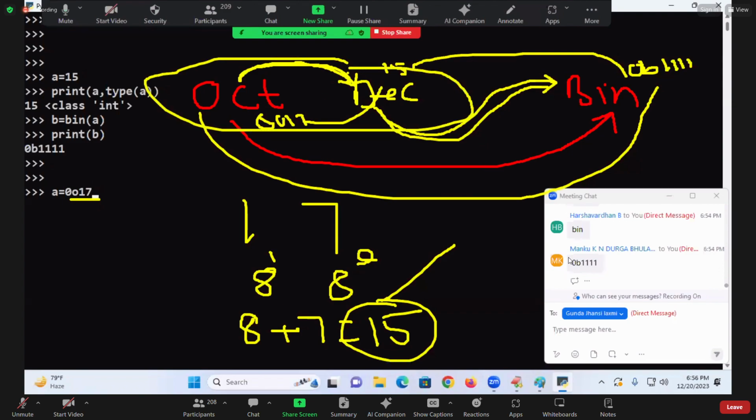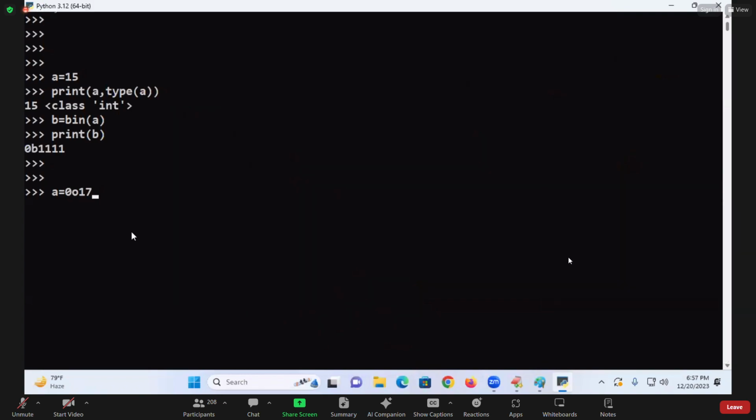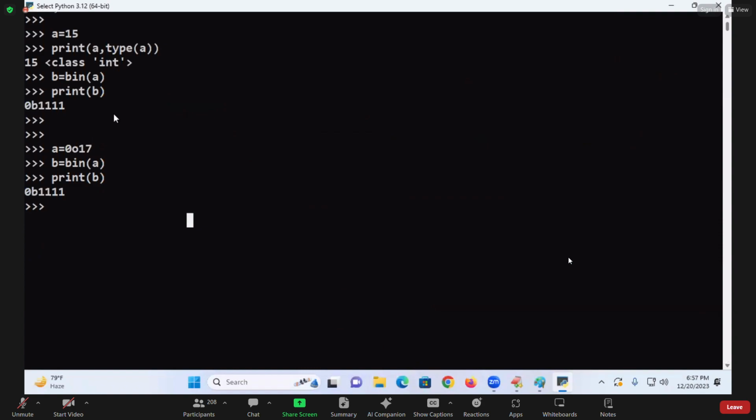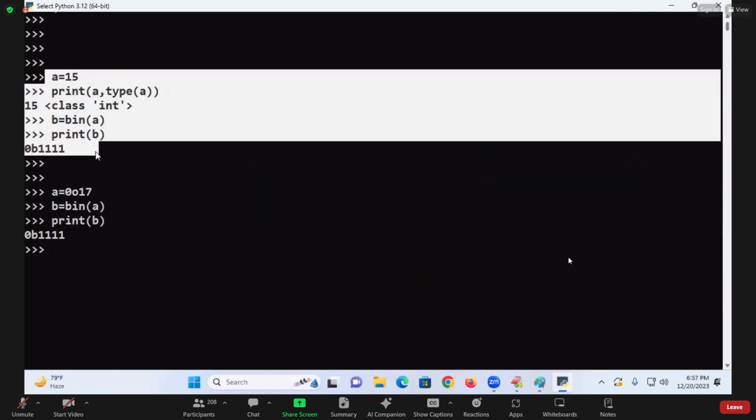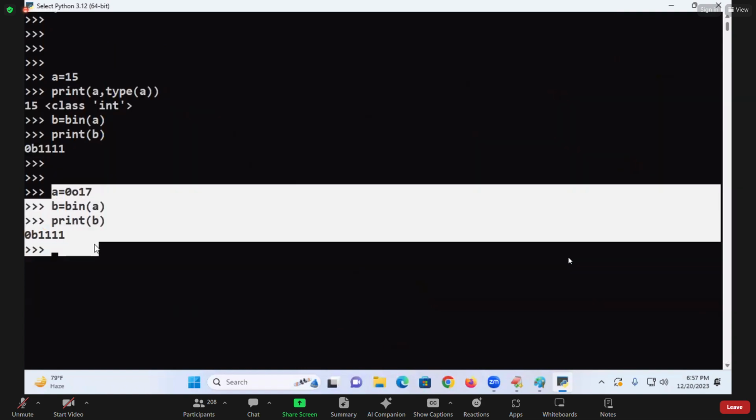Got it, students? Good. Now I will say, come on now, b is equal to, tell me, bin of what? a. What is the value of a? 0o17, converted into that. Print of what now? b. See that this is the data we got. Getting students? Yes. This is called decimal to binary, octal to binary.